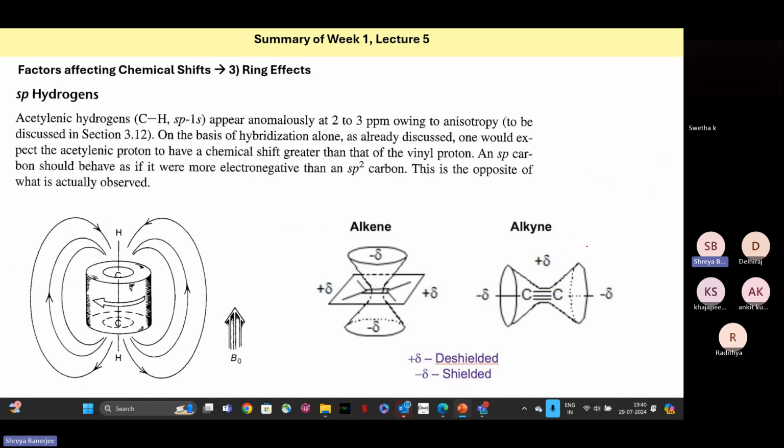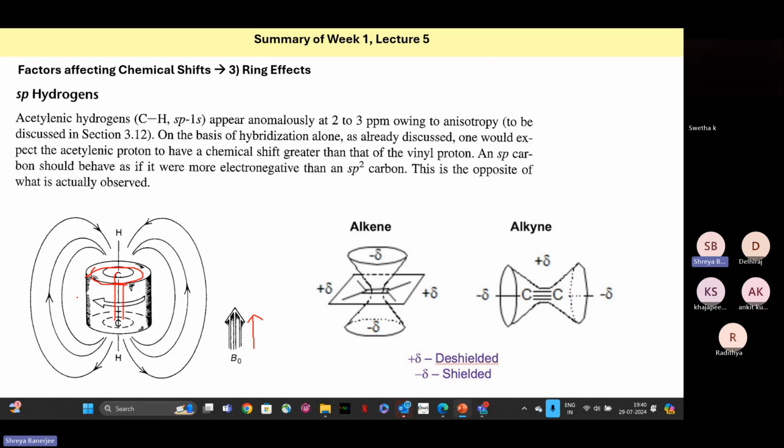However, in case of alkyne, the situation is different. So alkyne molecules are linear. So here you have C triple bond C, and the applied magnetic field is in the upwards direction. Now, because of this applied magnetic field, there is a movement of the electrons in a kind of cylindrical motion. So you can see this cylinder shown here.